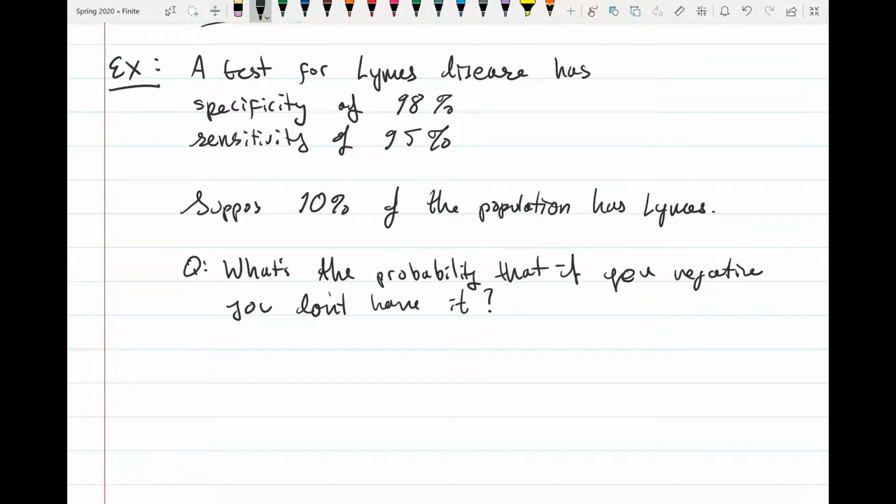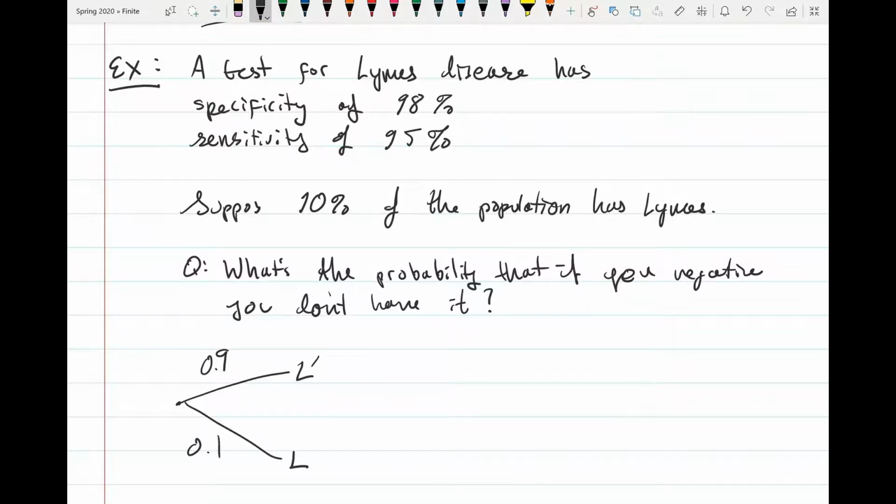Alright, let's begin by making a tree. So I'll make it from left to right. So we either have it or you don't. Let's call that L for having Lyme's disease and L complement for not having Lyme's disease. And we said that 10% have it, so then we have 0.1 probability that this random person has it, and a 0.9 that they don't.